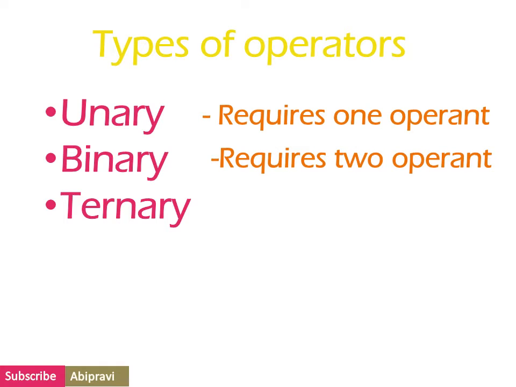Binary operator requires two operands for its process. For example, arithmetic operator. These operators require two operands to make the result for addition, subtraction, multiplication, and division, and also modulus.